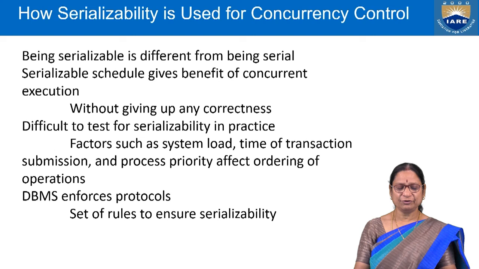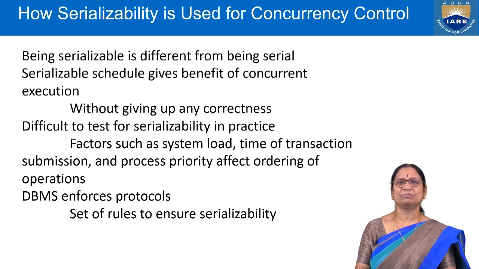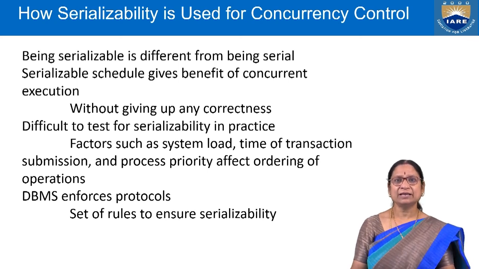A database management system enforces a set of rules to ensure serializability. Those rules are based upon conflict serializability, and many other techniques are there. Without any correctness guarantee, it is very difficult to test serializability in practice. So we have to consider, along with checking, system load, time of transaction submission, and any priorities given, so that the ordering of operations can be done properly. By using these serializable schedules, the correctness of concurrent transactions can be ensured by the database management system by enforcing certain rules and regulations.